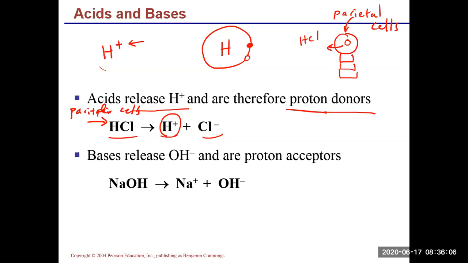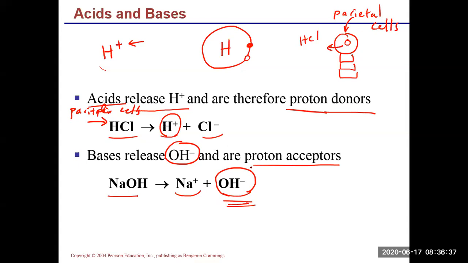Now, bases offer hydroxyl ions. They are proton acceptors, so they can accept the proton. Acids are proton donors; these are proton acceptors. NaOH, for example, can dissociate into the sodium cation and the hydroxyl ion. The more hydroxyl ions you have, the higher the basicity will be.